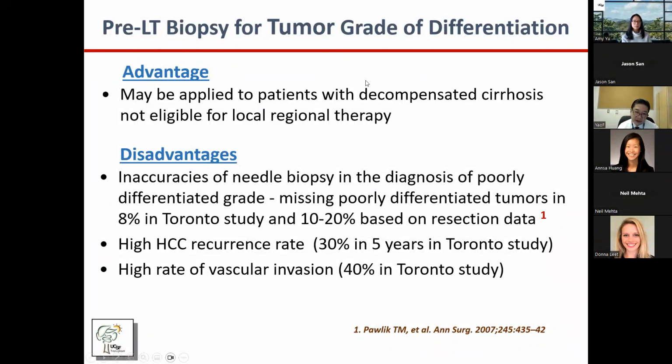The advantage of biopsying is that there may be patients with severely decompensated cirrhosis who can't really tolerate locoregional therapy. You biopsy them, you can do prognostication based on the biopsy and decide whether you should go ahead and transplant these patients or not. However, there is inaccuracy of needle biopsy in diagnosis of poorly differentiated grade. You miss this in 8% in the Toronto study and 10 to 20% based on resection data. And then there's a pretty significant recurrence rate and a pretty high rate of vascular invasion.